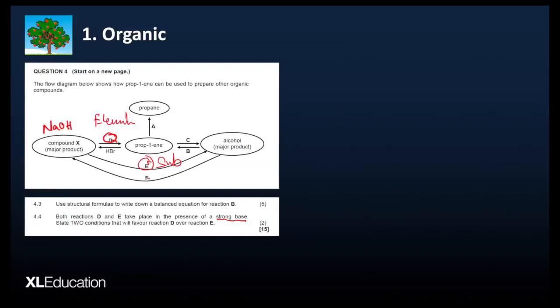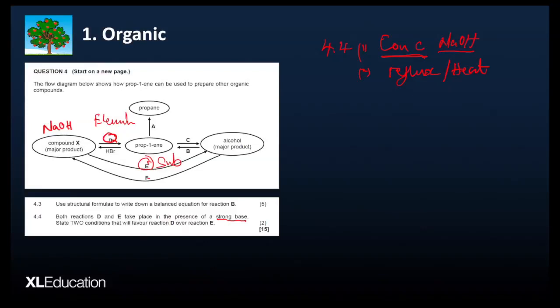Right. State two conditions that will favor reaction D over reaction E. Right. The two conditions are so easy. The first condition is we should have concentrated sodium hydroxide. So the condition is this sodium hydroxide should be concentrated, right? The other condition too is reflux. Reflux is very strong heating, or you can just say heat.